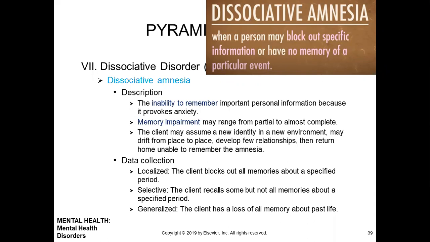So data collection about dissociative amnesia: localized, selective, and generalized. Localized means the client blocks out all memories about a particular period of time. Selective, the client recalls some but not all memories about the specific period. Generalized, the client has a loss of all memory about the past.